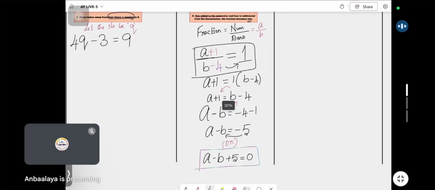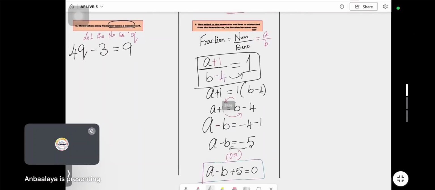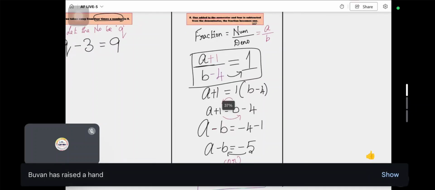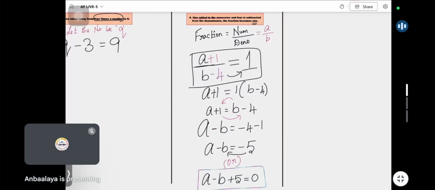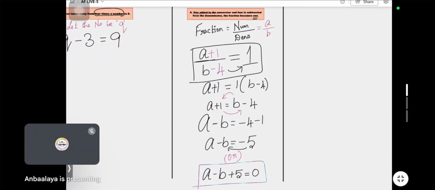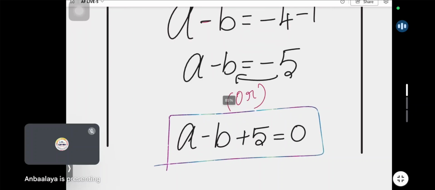Take a screenshot of this question. Can you see? Bhuvan, is the question not visible to you? No, ma'am. I can't understand the step a minus b plus 5 is equal to 0. Okay, I'll teach it again to you. I'll erase and teach it one more time.